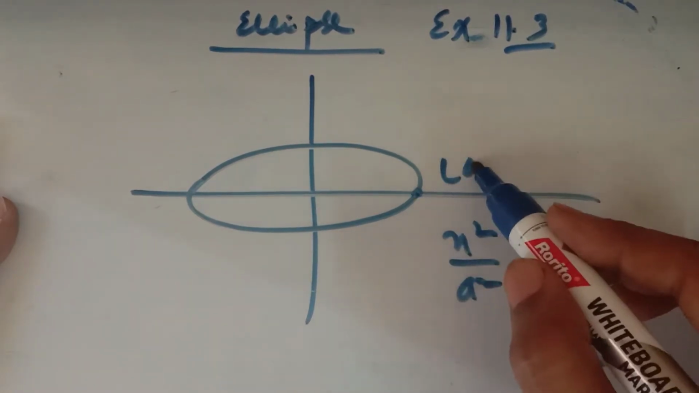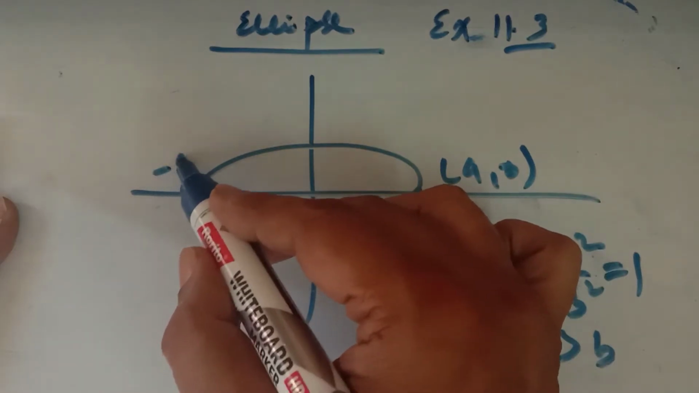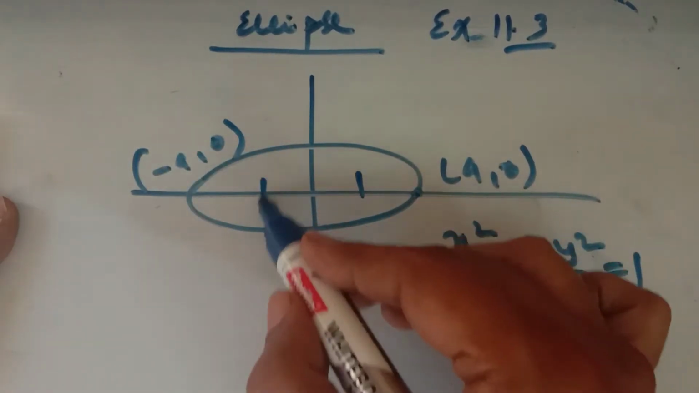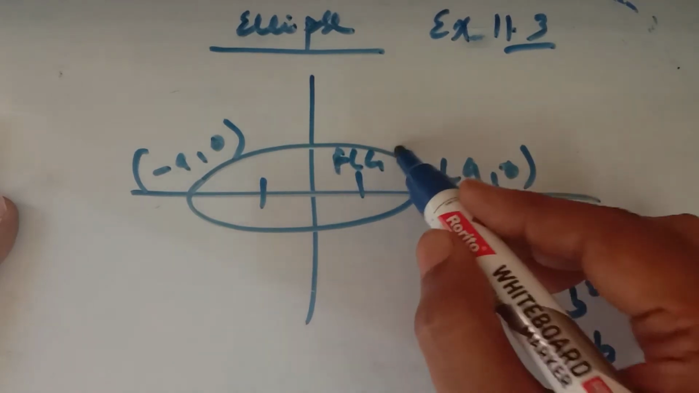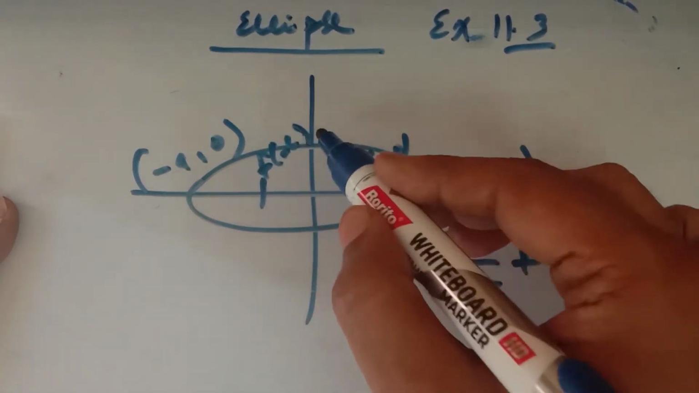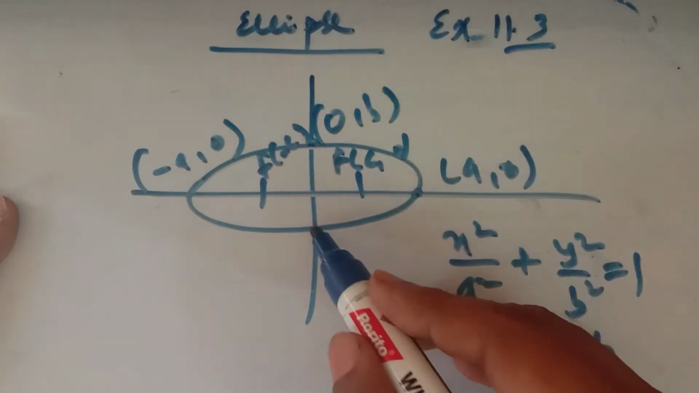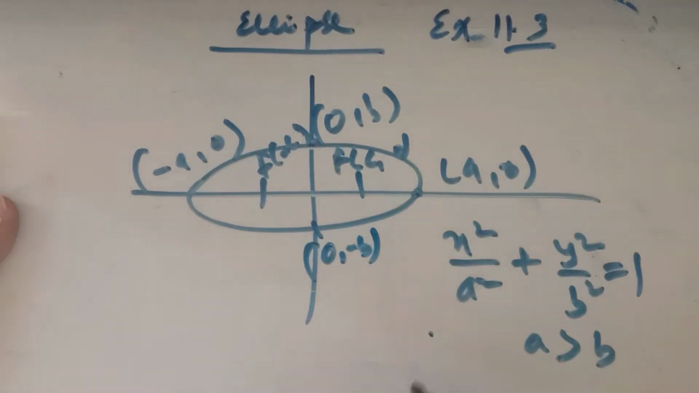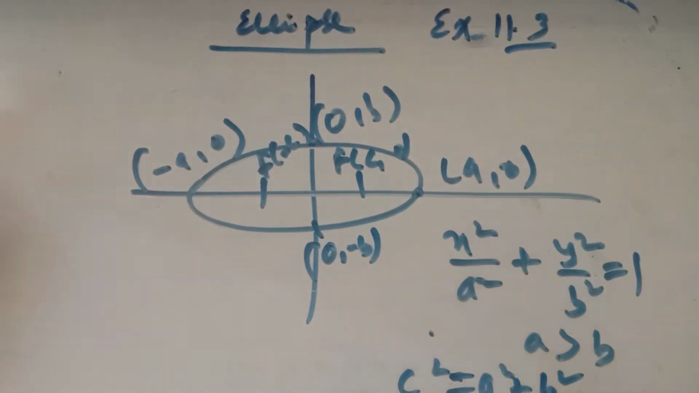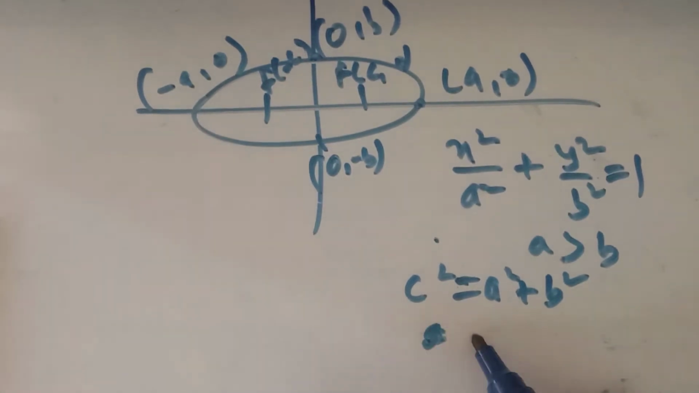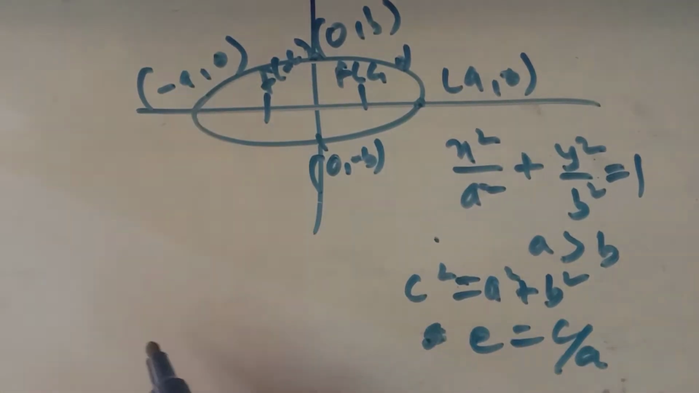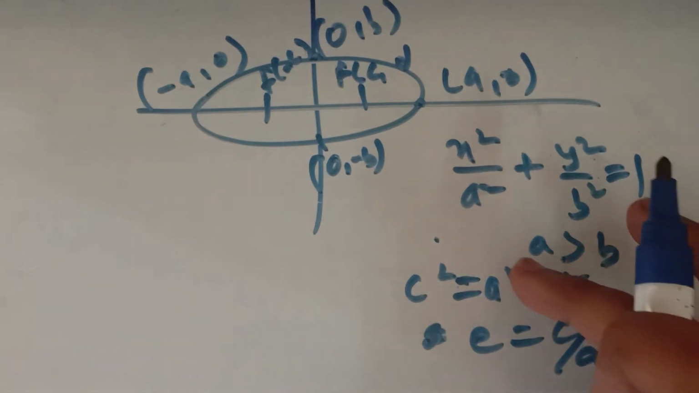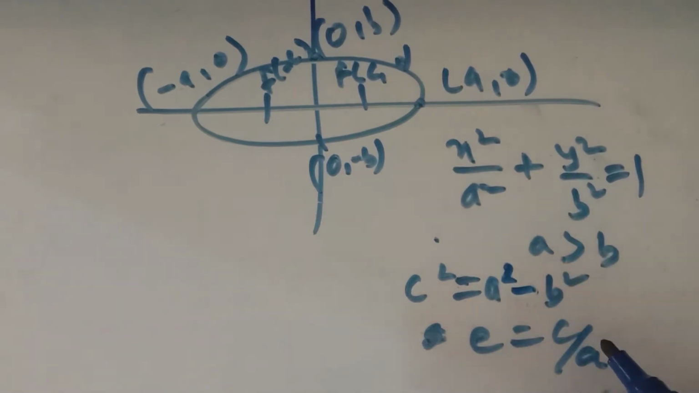These are the vertices, with coordinates (a, 0) and (-a, 0), and these are the foci, whose coordinates are (c, 0) and (-c, 0). These are the coordinates (0, b) and (0, -b). There is a relationship between c and a: c square is equal to a square minus b square, and eccentricity e is equal to c upon a. We have done the foci of the ellipse.